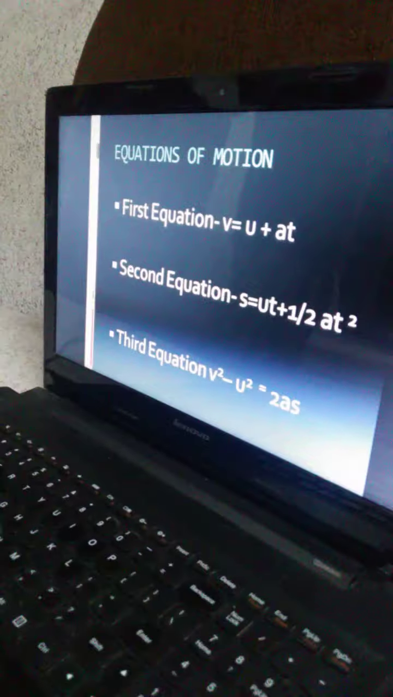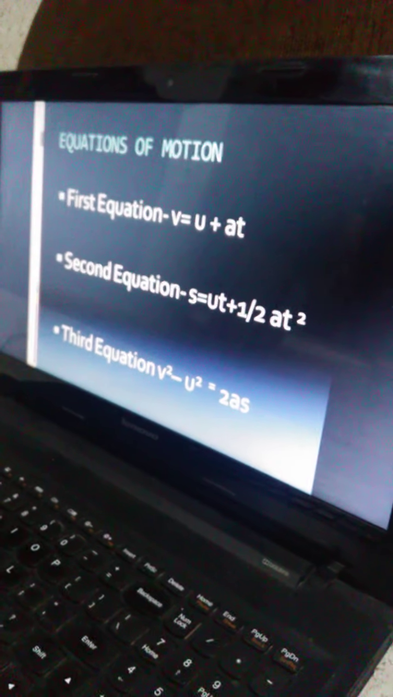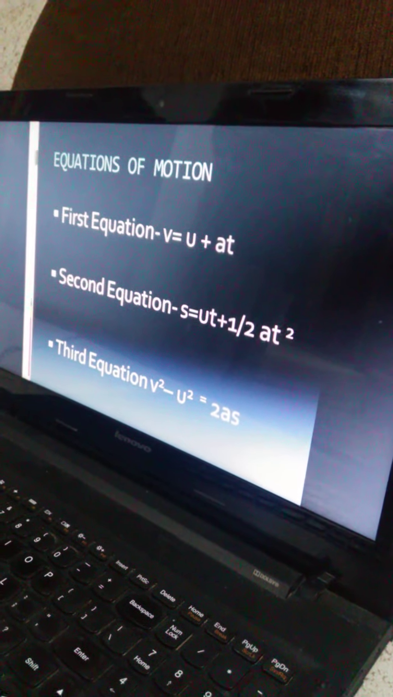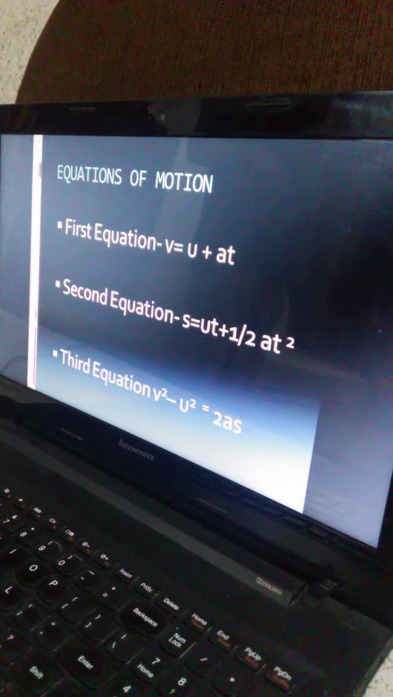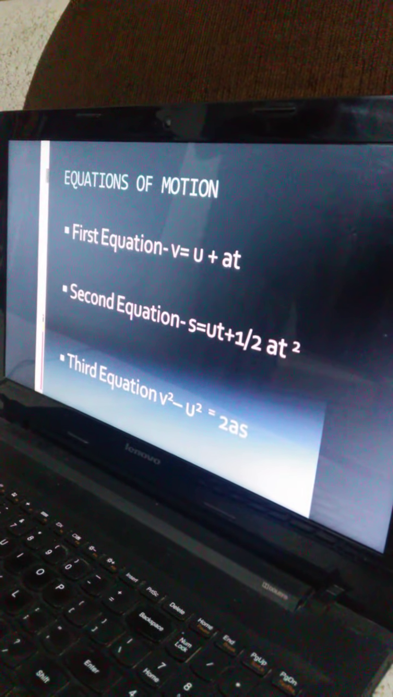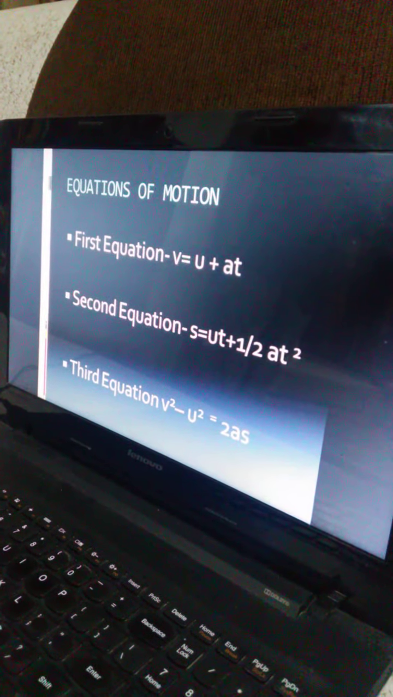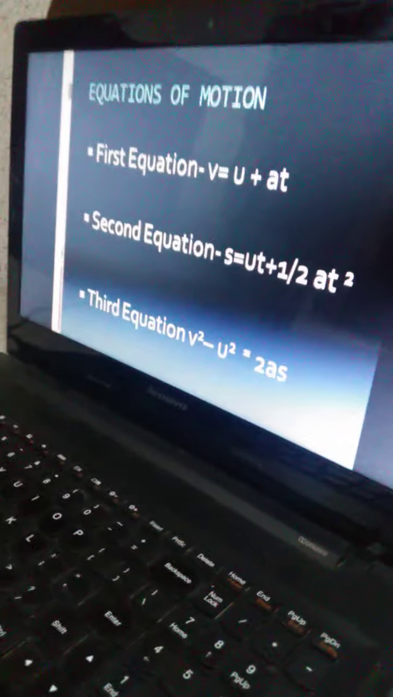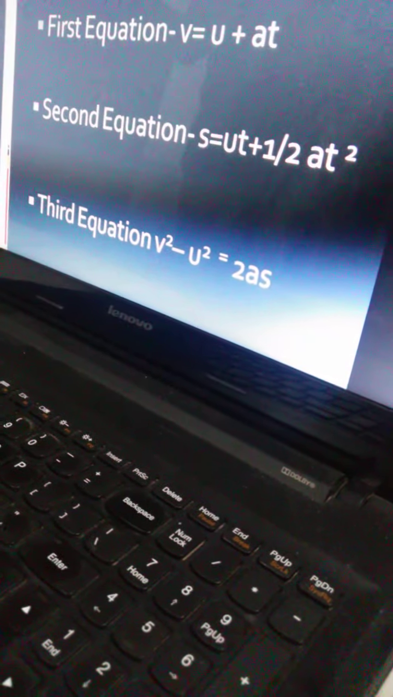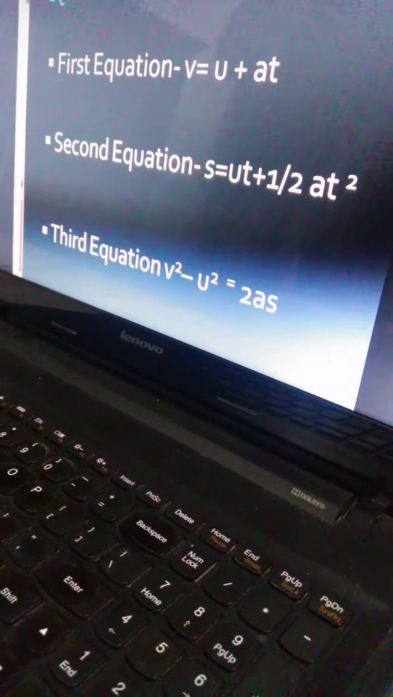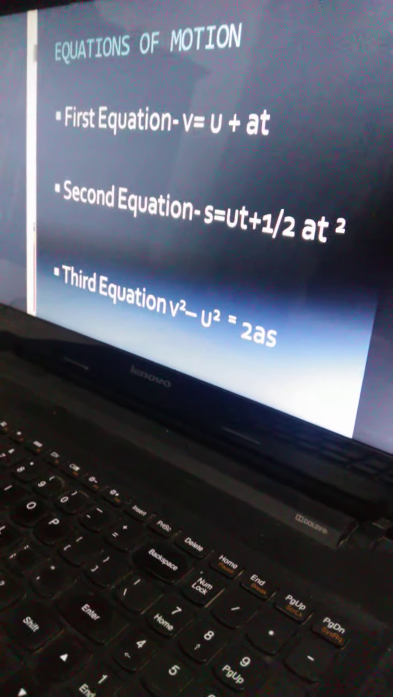What are they? Just see for a glance. First equation is V equals U plus AT. Second equation is S equals UT plus half AT square. And third equation is V square minus U square equals 2AS.